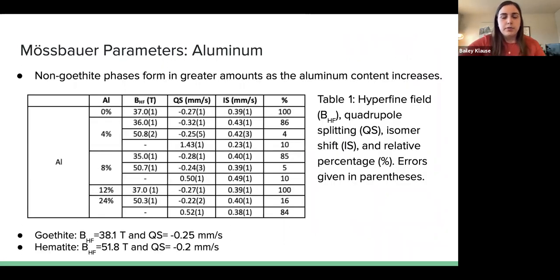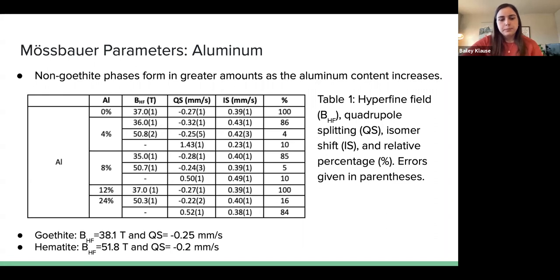And then here, these are the parameters we get from the spectra. The main things to look at here are the hyperfine fields. For a well-crystallized stoichiometric goethite, you expect to see a hyperfine field of around 38.1 Tesla, and for hematite, that's around 51.8 Tesla. If you look at the 0% aluminum sample, it's 37 Tesla, which tells us that we're making goethite, but it might not be super well crystallized or stoichiometric.